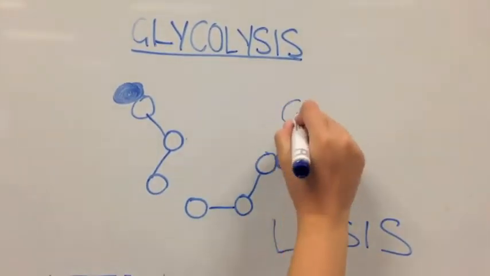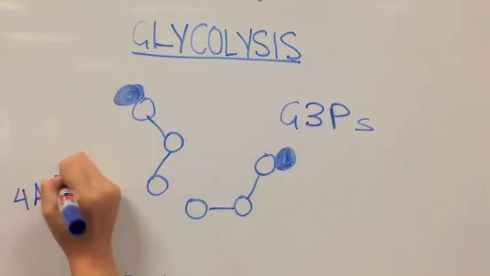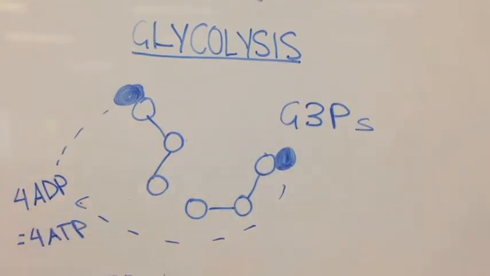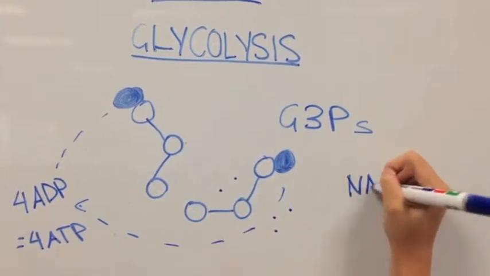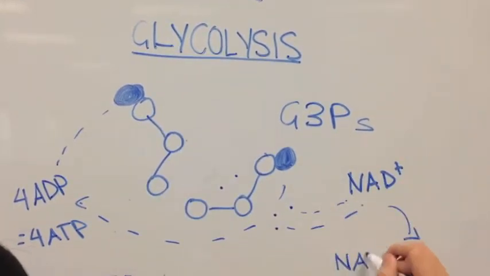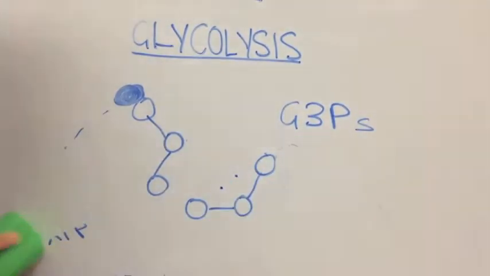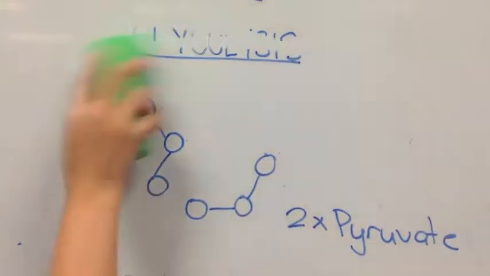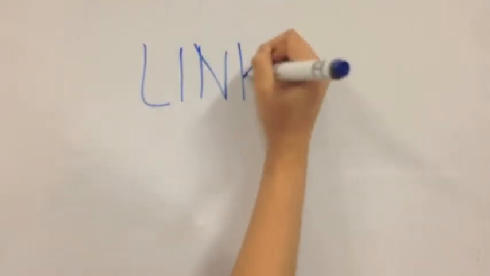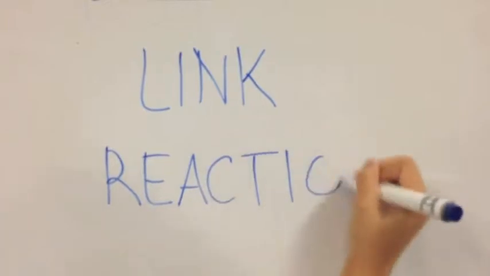The 2 halves of me plus the phosphates are known as G3Ps. 4 ADPs then come collect the 2 phosphates to form 4 ATPs. NAD+ comes and collects the extra hydrogen ions, finally creating 2 pyruvates. After painfully being split in two, I have to go through link reaction.